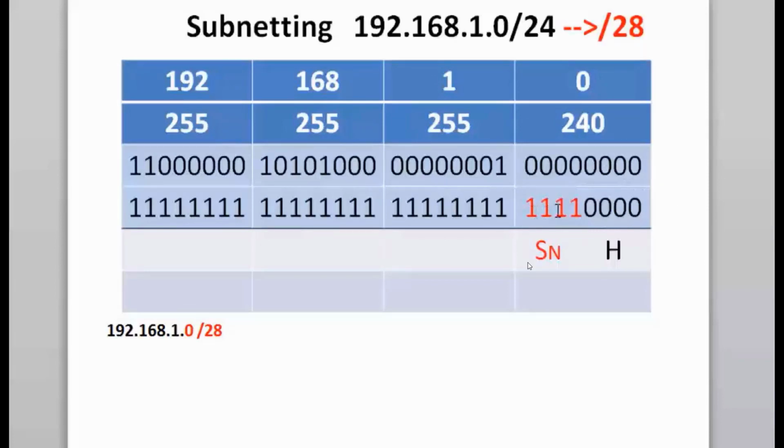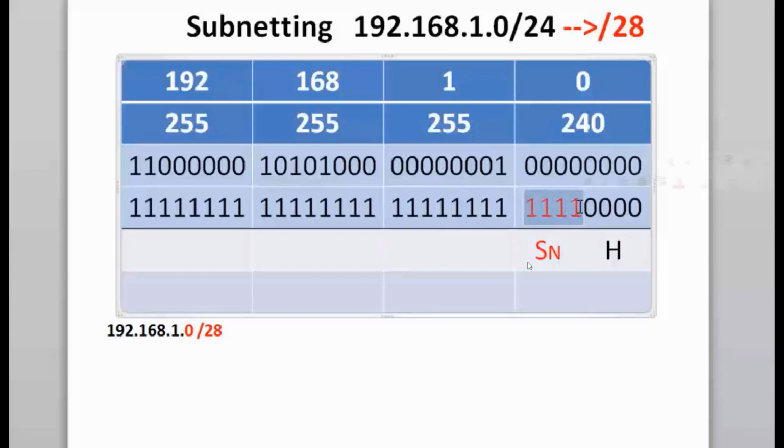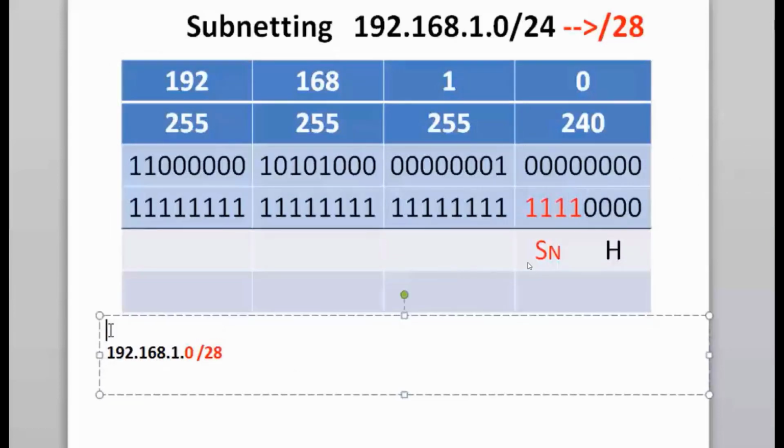128 plus 64 plus 32 plus 16 is 240. The last one is in the 16's place. This is the 128's place, the 64's place, the 32's place, the 16's place. So the magic number is 16. We'll see that the networks go up by 16. The first network is always 0, so 192.168.1.0/28.